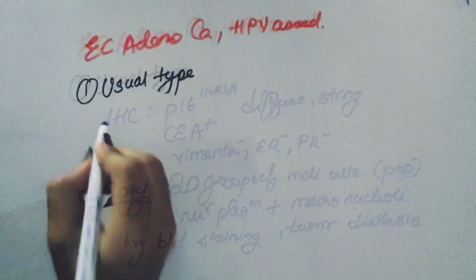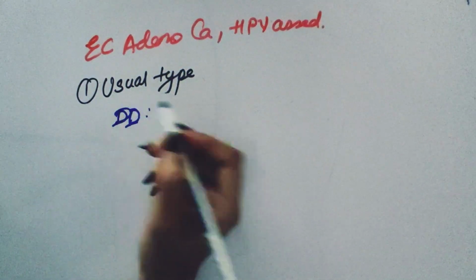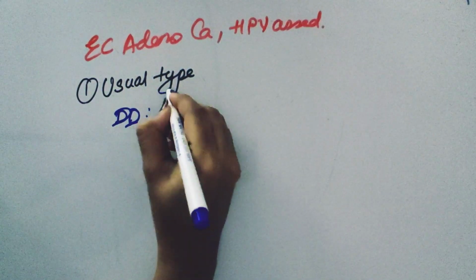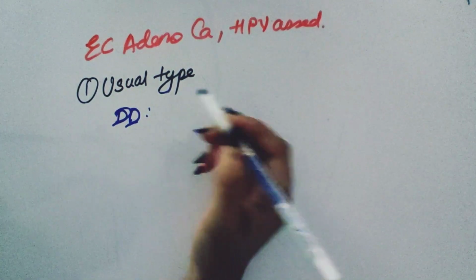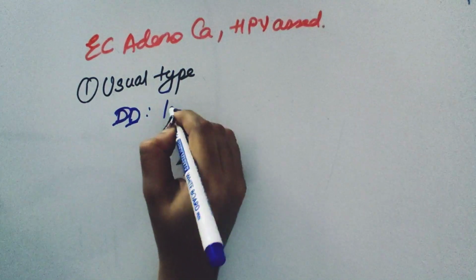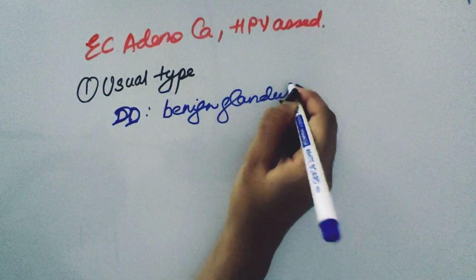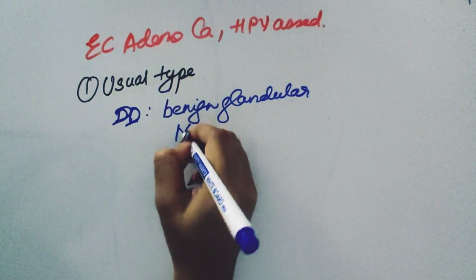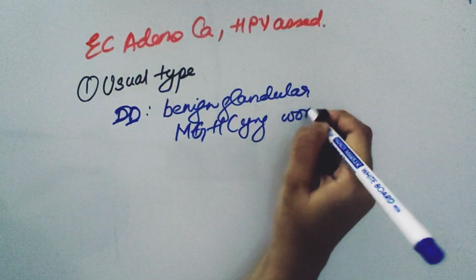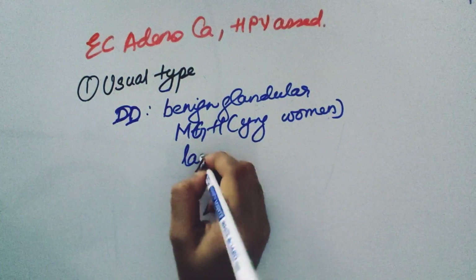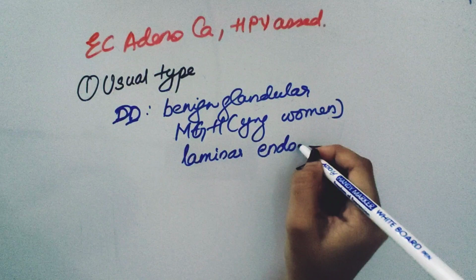Now we'll come to its DD. So coming to the DDs, think about the DDs. What will be the DDs it can have? First you will be discussing the benign lesions, and then we'll come to the malignant lesions. Think about the benign glandular lesions. So there can be microglandular hyperplasia. Usually it is seen in young women. And then there can be the laminar endocervical glandular hyperplasia.